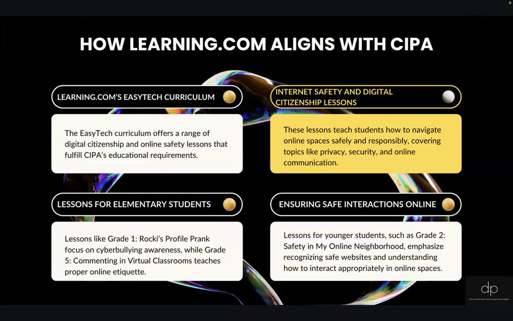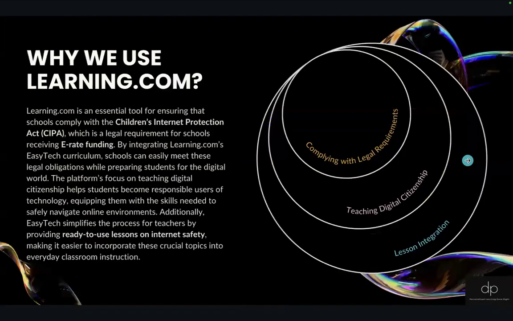Lessons for elementary students. Now they have lessons for elementary, middle, high school. Obviously, what we're going to concentrate on is the lessons for elementary students. For example, Grade 1 has something called Rocky's Profile Prank, which focuses on cyberbullying awareness. In grade 5, there's one called Commenting in Virtual Classroom, which teaches proper online etiquette. Of course, ensuring safe interactions online. Lessons for younger students, such as grade 2, Safety in My Online Neighborhood, which emphasizes recognizing safe websites and understanding how to interact appropriately in online spaces.